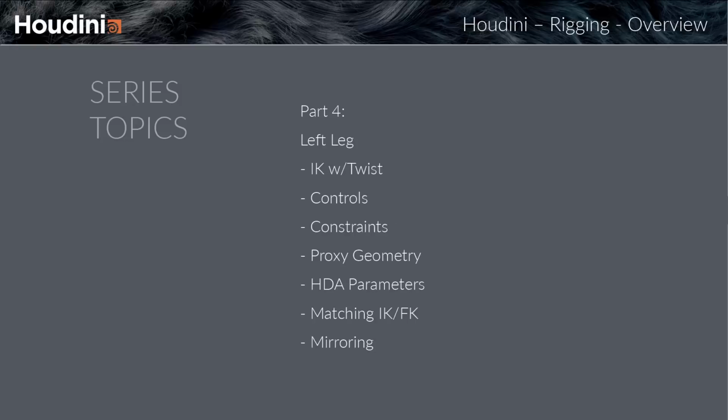Then in part 4, we'll do the left leg, very similar to the arm with IK with twist. We'll make some controls. We'll look at constraints, make proxy geometry, build our HDA parameters. We'll use matching IK and FK scripts, and then we'll mirror the leg.